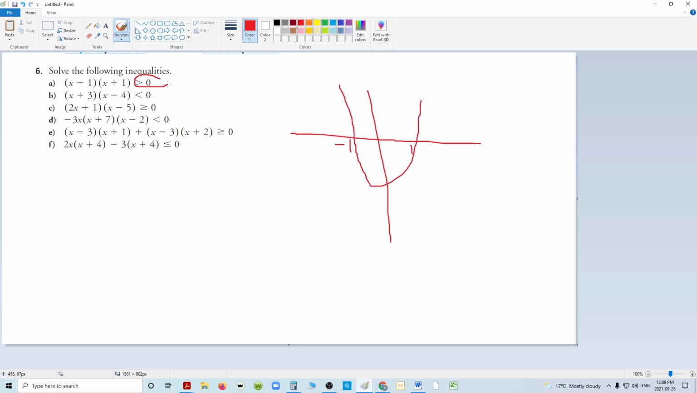Since they're only looking for when it's above 0, it's only above 0 to the left of -1 and to the right of 1. So when x is smaller than -1, or when x is bigger than 1. And they only want bigger than. See, it's not bigger or equal, it's only bigger than. This is just logic and graphing and knowing your graphs.